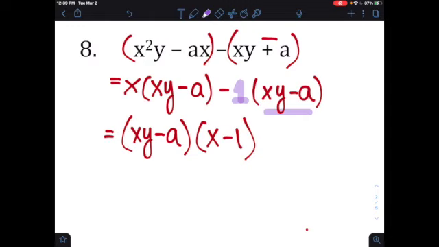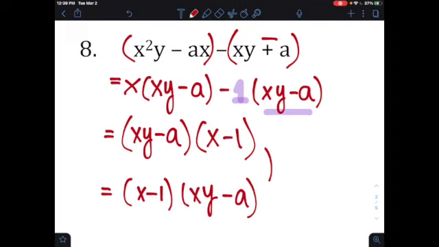Now, another thing I want to say is I would like you guys to recognize that x, y minus a can be written as second. They are the same thing. X minus 1 and x, y minus a, they are the same. So either one will be okay for me as an answer.